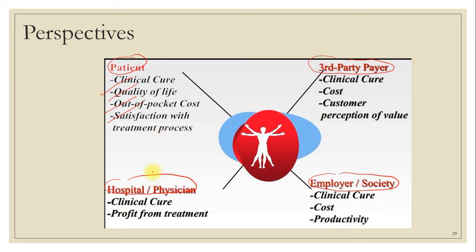Hospital and physician perspective relates to the clinical cure and the profit which they may obtain from the treatment. Then employer or society perspective again deals with the clinical cure, then the cost incurred by the employer or society for treatment of that disease, and the productivity losses or gains after treatment of the disease. Then third party payer again deals with the clinical cure, then cost to the third party payer, and the customer perception of the value.